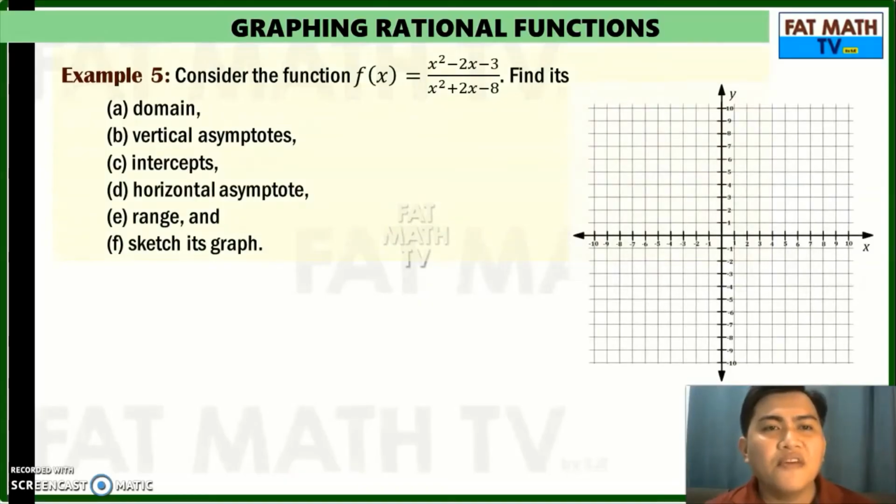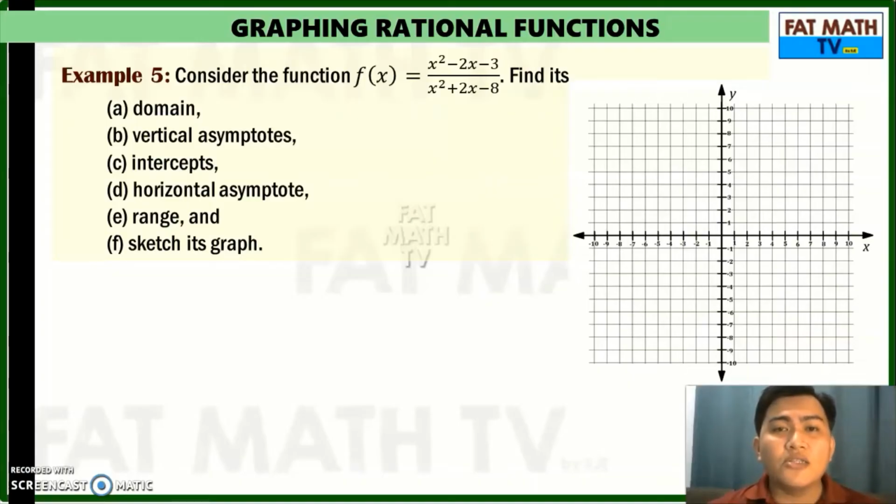Let us have our fifth example. Consider the function f of x equals x squared minus 2x minus 3 over x squared plus 2x minus 8. Okay, same questions. And this time the given is still a rational function but a ratio of two quadratic functions.